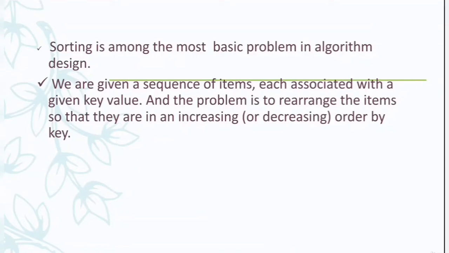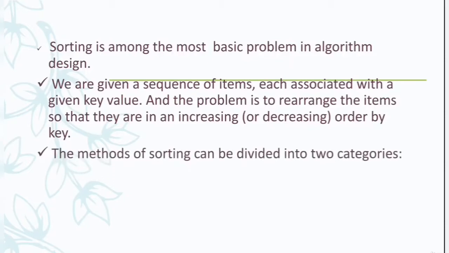Or else, we can say that if all the elements present on the left side of an element are smaller than that number, and all the elements present on the right side of the element are greater than that number, then we can say that the array is a sorted array. The methods of sorting can be divided into two categories. The first one is internal sorting, whereas the second one is external sorting.